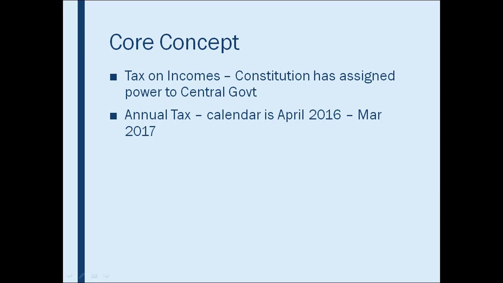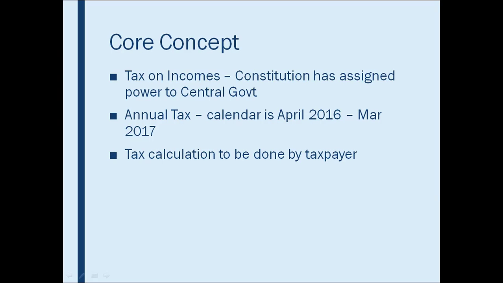And of course, after March 2017, the new year, that is April 2017, begins afresh. So April 2017 to March 2018 will be the next year from the income tax point of view. So it goes on every April and ends on a March.